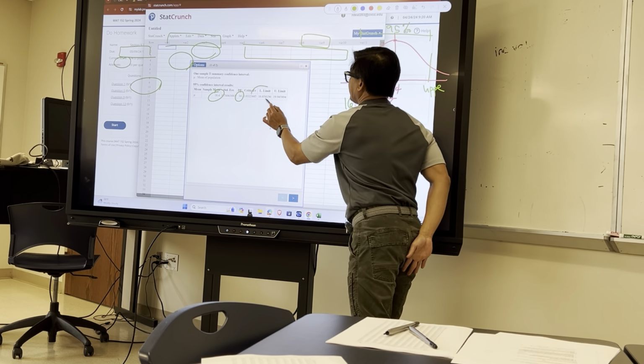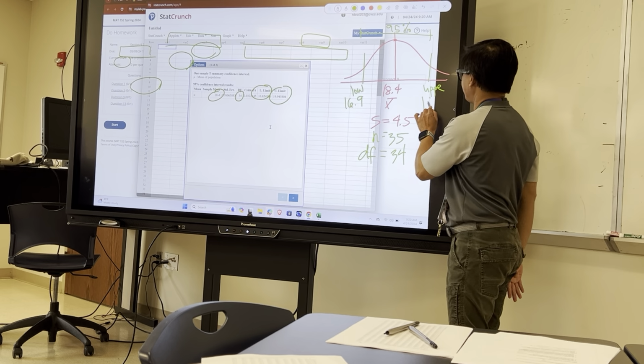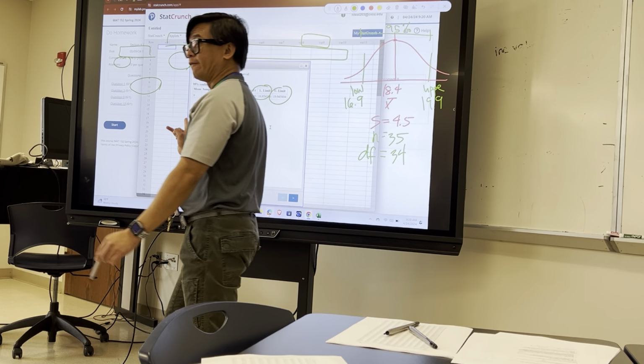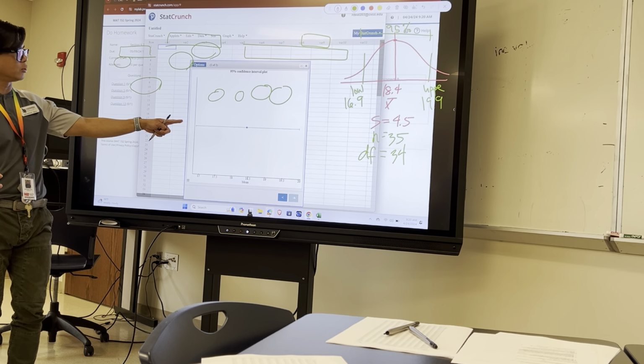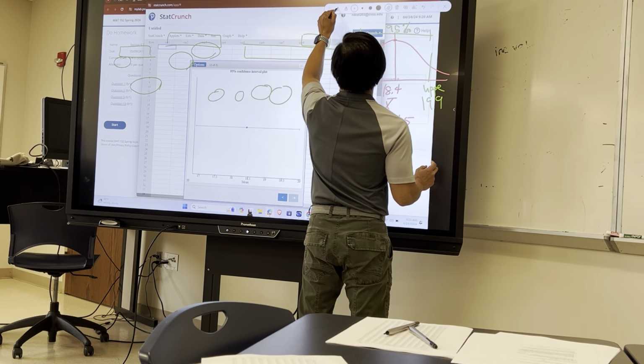And what's the upper limit? 19.9, okay? So as simple as that. We got the lower and upper limit as follows, okay? Now if we click on the right side, it's going to give you an idea of how it looks like. So as you may notice in here, that's how it looks like.